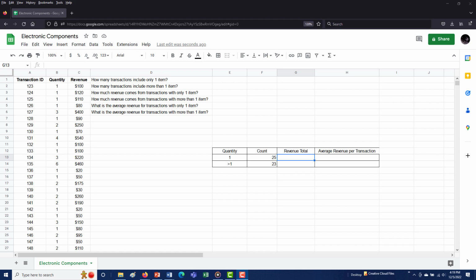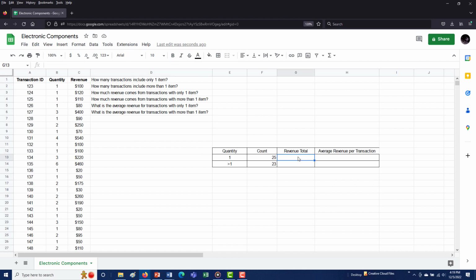For revenue total, we're going to use SUMIF. SUMIF is slightly different. The easiest way to explain SUMIF is it returns a conditional sum across a range that you establish based on criteria that you establish. So we will be joining columns B and C, quantity and revenue, and that will give us the revenue total. I hate to use the word join. Join is actually a function within SQL.